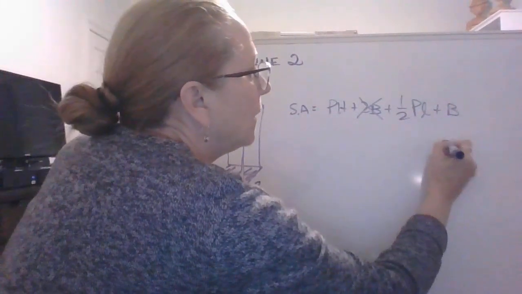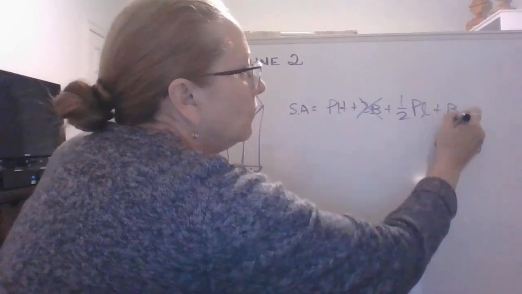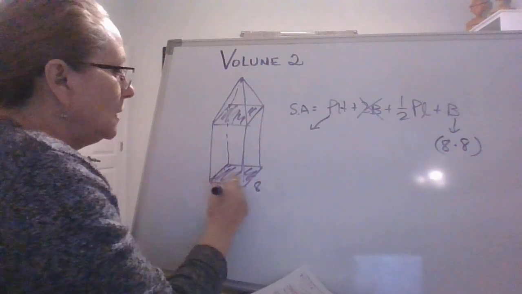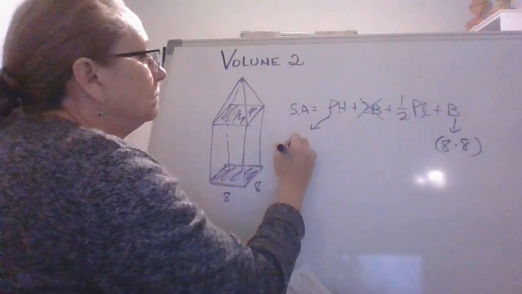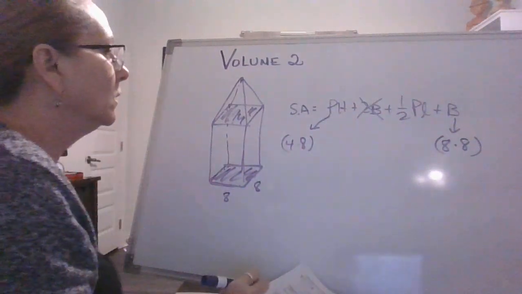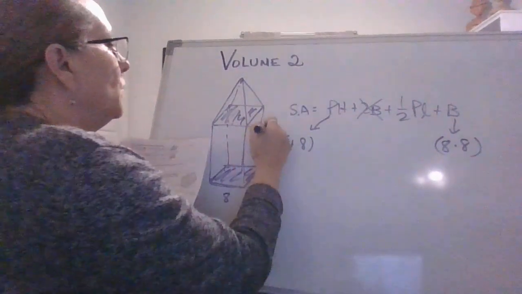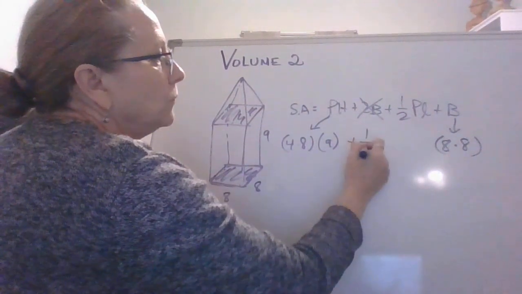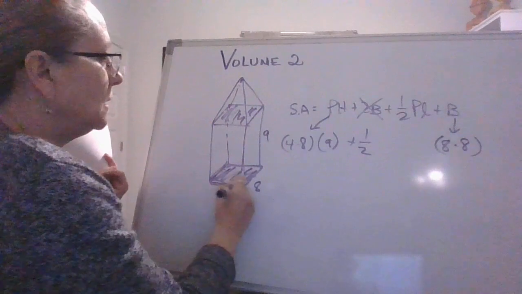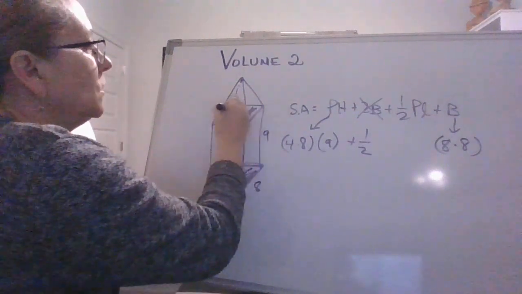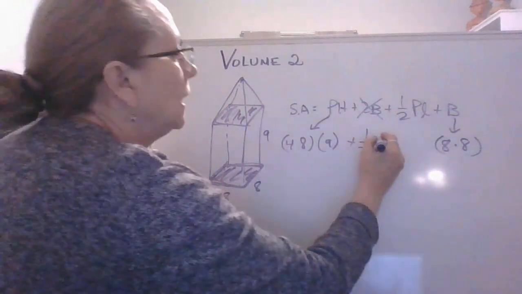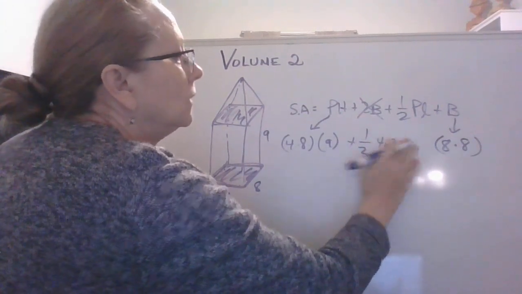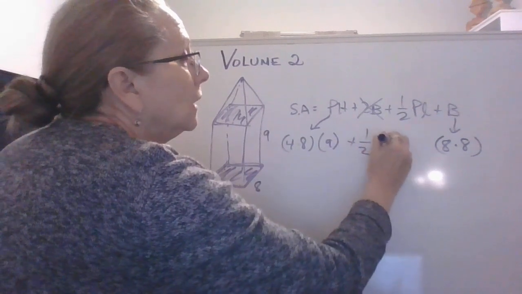So let's go ahead and slap on that 8x8 here, or 64 for our base. For our perimeter, it's the perimeter of the base, so 4 times 8, our 32 up there. Our height of the prism is given as 9. And then we just need 1/2 perimeter. Well, we already said the perimeter of the base down there is the same as the perimeter of the base for the pyramid. That is also 4x8, or 32.